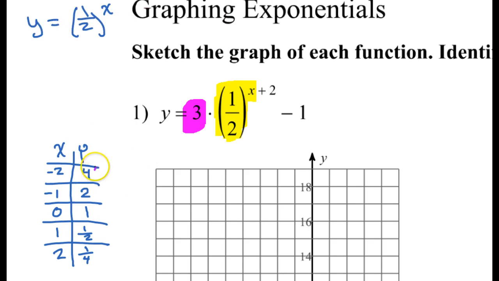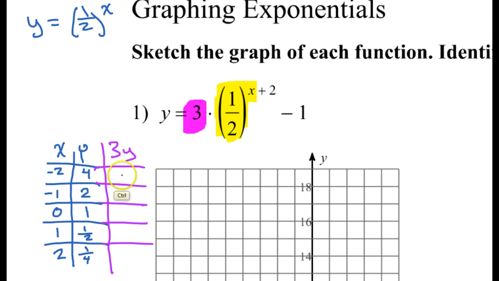Okay, so I'm going to have a new y column, so I'm going to just stretch these lines out like this. All right, and my new y column will be 3 times the old y column because of the 3. So this will be 12 and 6 and 3. Half of 3 is 1.5. 3 times 1/4 is 3/4, which is 0.75. Okay, so we have a new y column, so I can throw out the old y column.